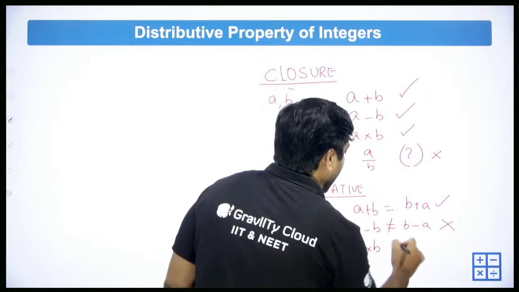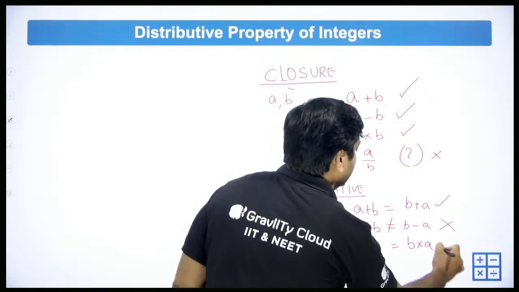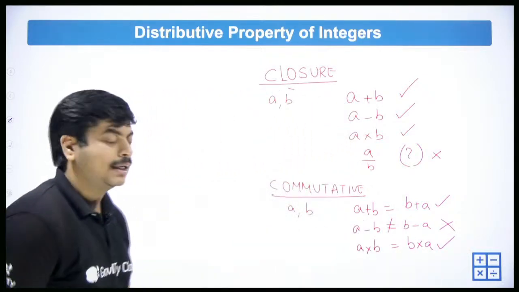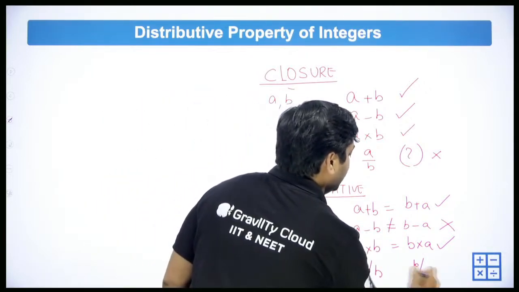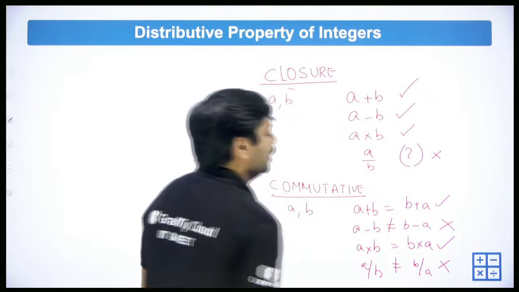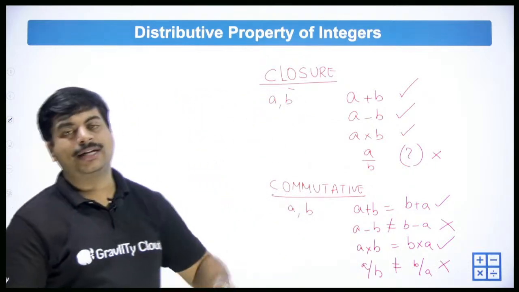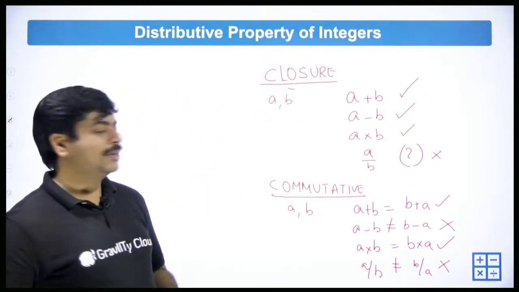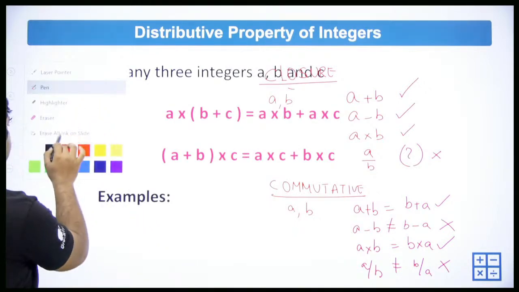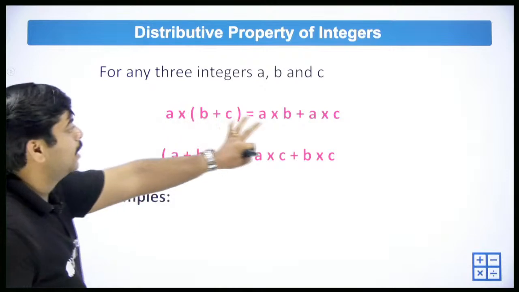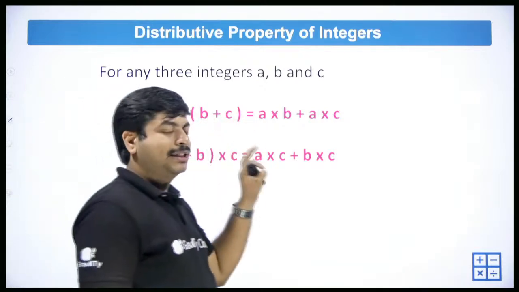A into B and B into A, as these two are equal, again for multiplication it is correct. And A divided by B and B divided by A are not the same, so again for division commutative is not valid, right? So all this we have discussed, and in the coming class we will also discuss the distributive property. So we are going to cover that in the next lecture, right?